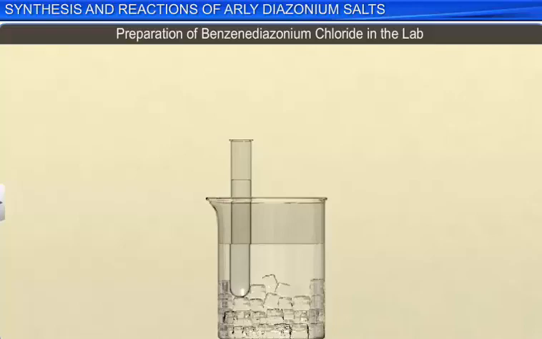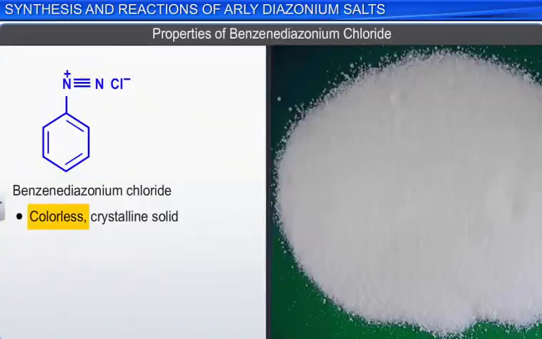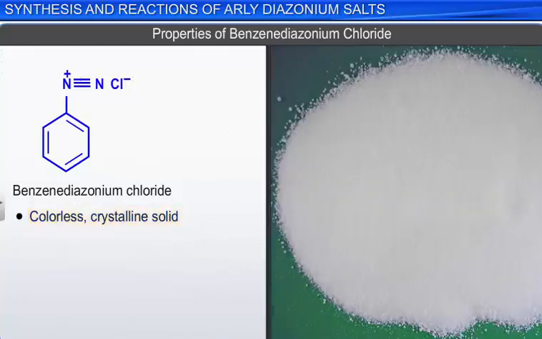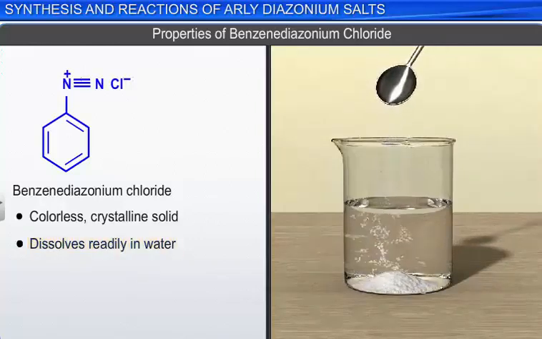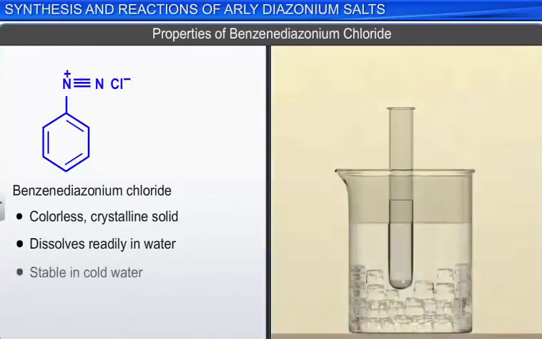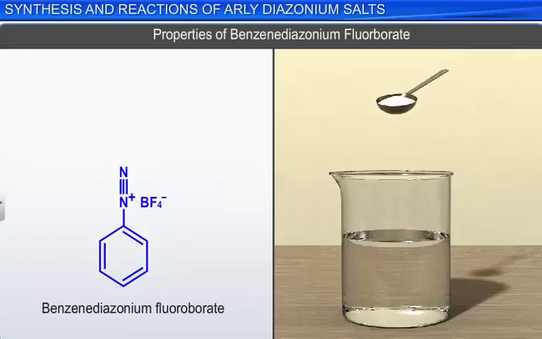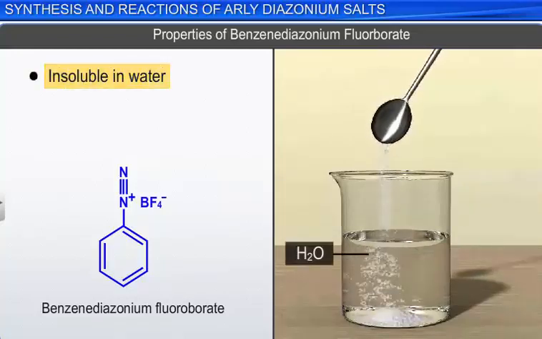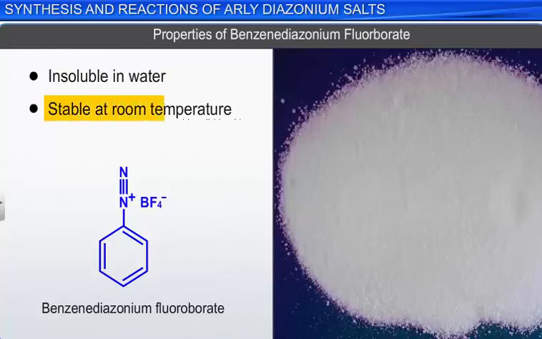Benzene diazonium chloride is a colorless, crystalline solid. It dissolves readily in water. It is stable in cold water but reacts with warm water. Benzene diazonium fluoroborate is insoluble in water. It is stable at room temperature.